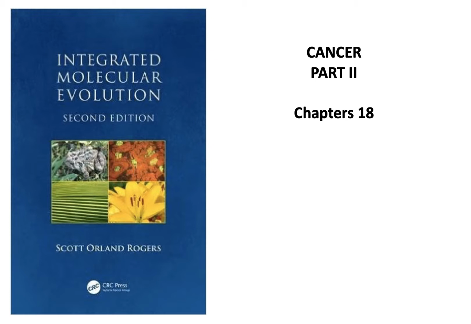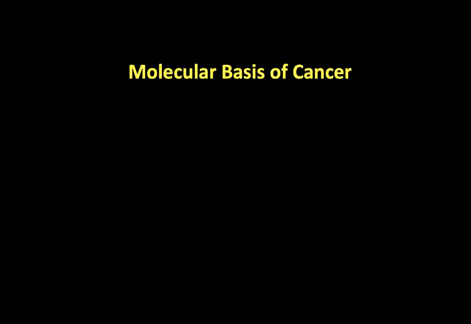Hi there. This is part 2 of the cancer presentation, mainly from chapter 18 in the Integrated Molecular Evolution, second edition. In this part, I'll be talking about the molecular basis of cancer. So I'll be talking about mutations, recombination, those sorts of things, the things that lead to gene changes in the cells that lead to carcinogenesis.